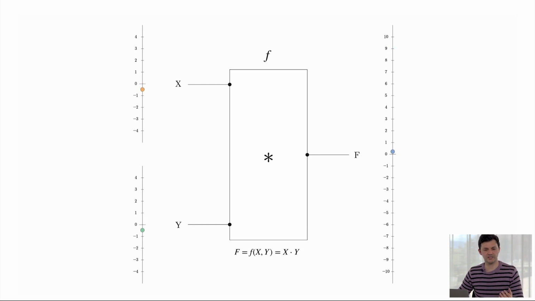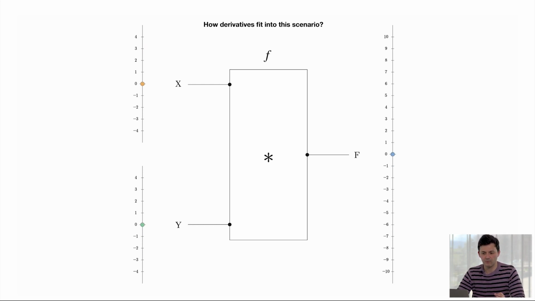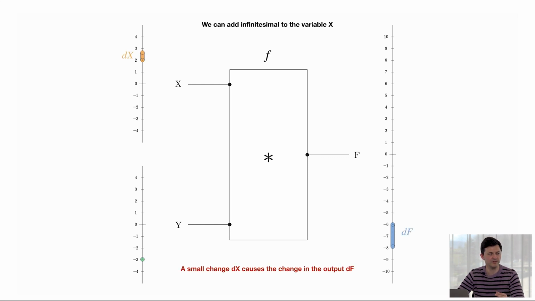Because by using number lines, we can actually ask, how do derivatives fit into this scenario of finding a derivative of a multivariable function? Okay, what we can do here is the following. First, let's move our x to the value 2 and y to the value of -3 as an example. Of course, the output will be -6. So what we can do now is add an infinitesimal to the variable x. When we do that, we create what is called dx. And for this change introduced by dx, the output changes by some value which is equal to df.